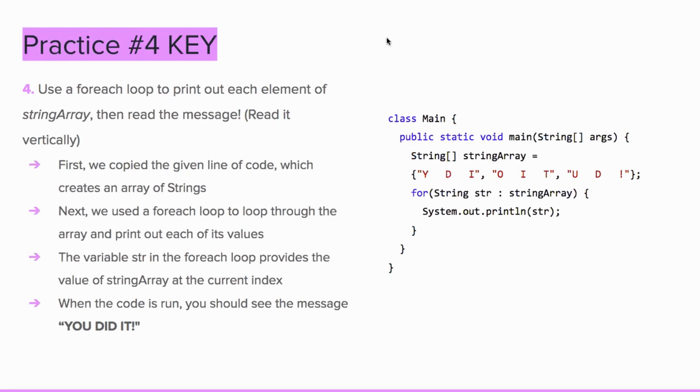Here's the key. Just like the previous questions, we start by creating our array. This time, the array we're using is made up of 3 strings. Then we create a for-each loop that will go through our array. For each string str in string array, we'll print it on a new line. When the code runs, you should see the words "You did it" vertically in the console.